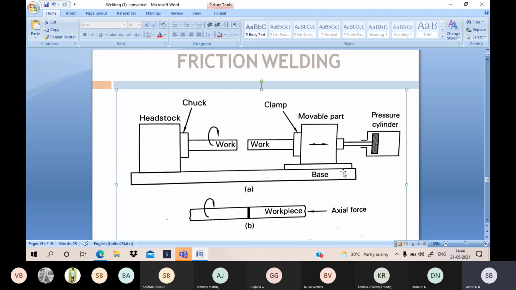There is only rotation movement. Once you switch on the motor, this headstock is rotated by means of an external motor. Depending upon the material and the joint, you can select the speed by means of gears. In a lathe machine also it is the same: you can change the speed of the headstock depending upon the operation.